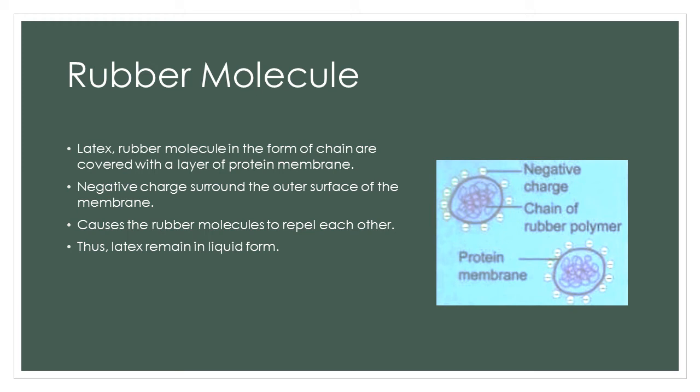Okay, look at the diagram of the rubber molecule. You can see the chain of the rubber polymer is inside the protein membrane. Around the protein membrane, we have a negative charge. Look at these two molecules of rubber. Each of them has a negative charge. That's why they repel each other, so the latex will remain in liquid form.